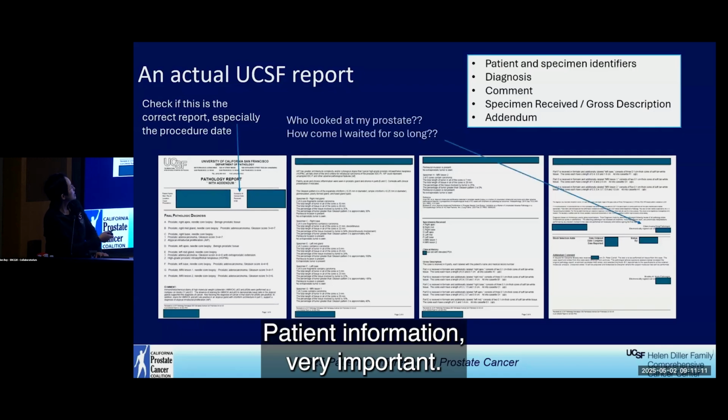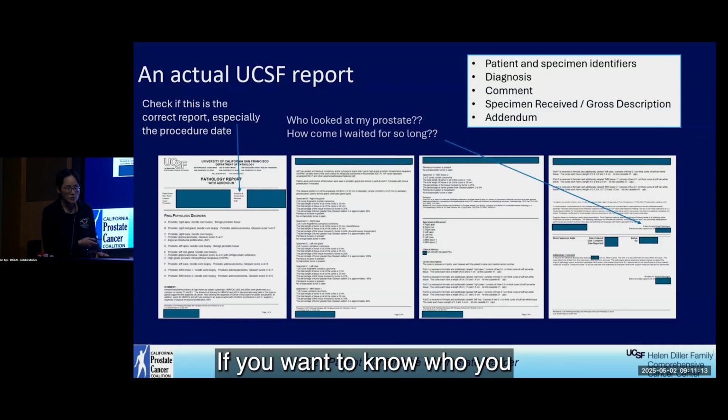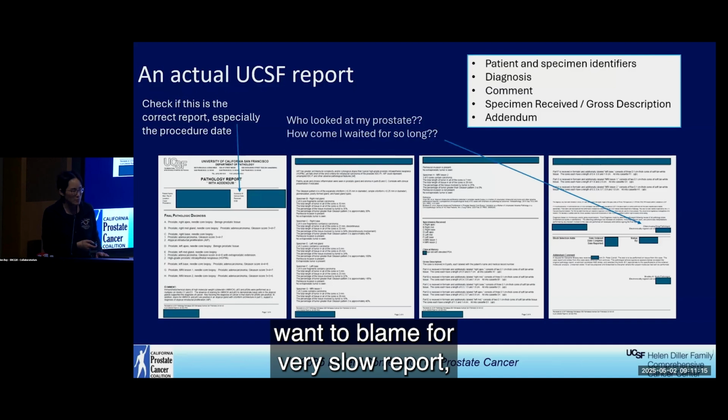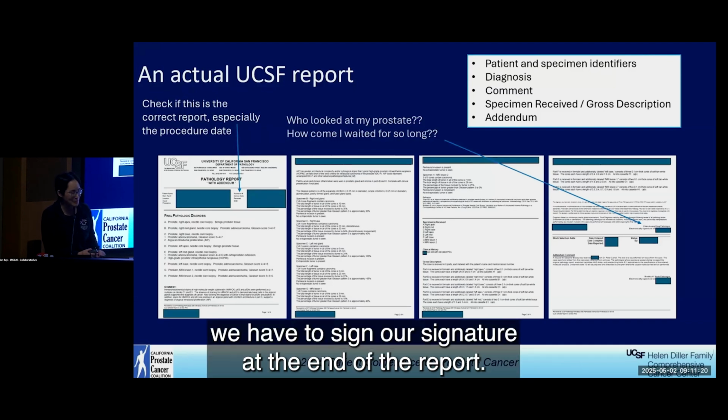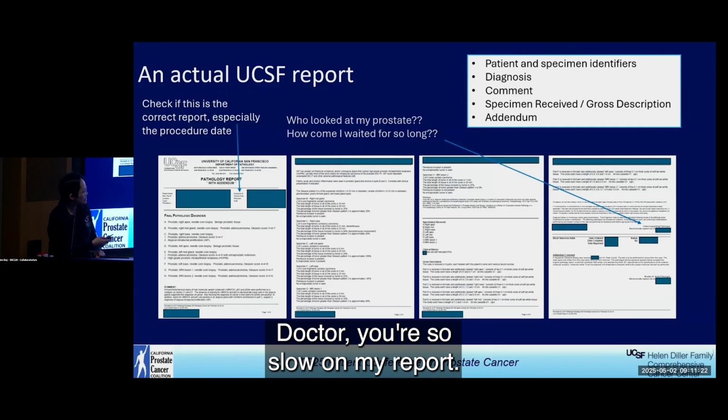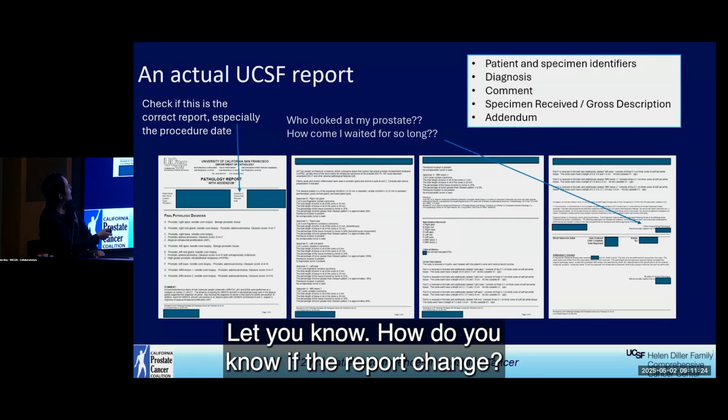So patient information, very important. And if you want to know who you want to blame for a very slow report, you can find their name there, because we have to sign our signature at the end of the report. So, Dr. Ding, you're so slow on my report. Now you know. Okay.